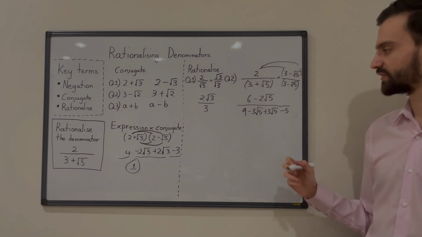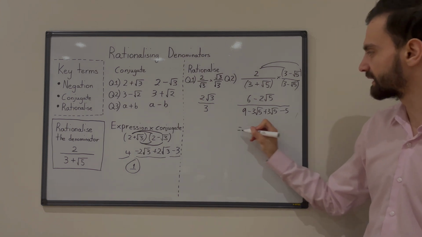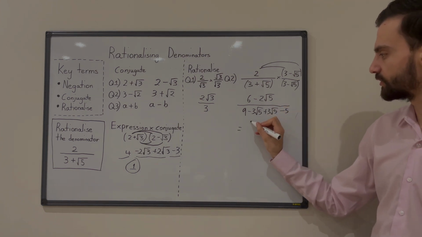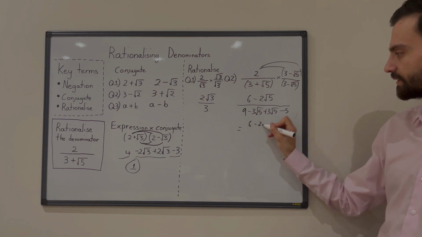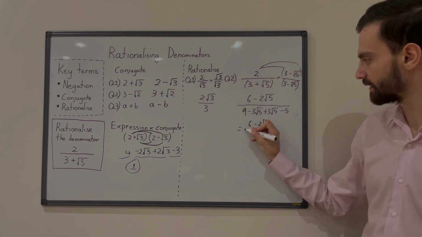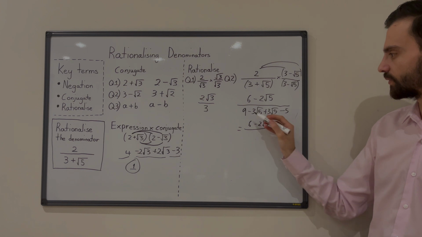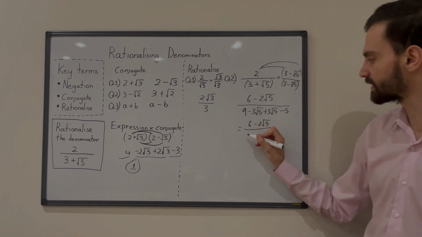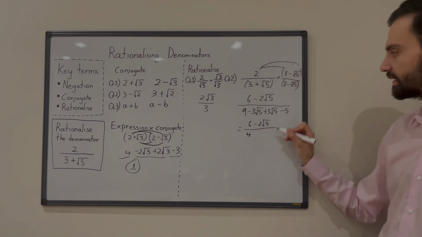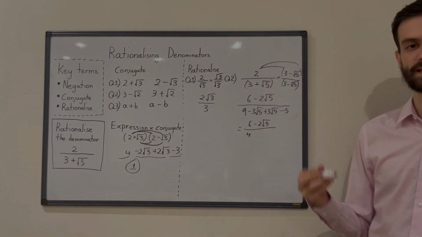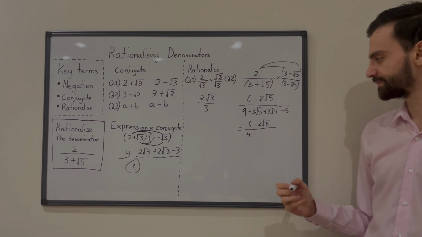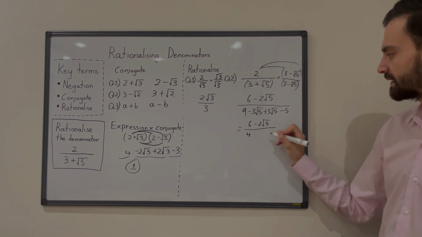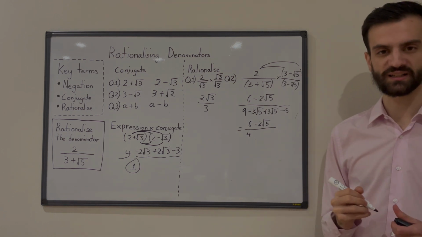We're now going to just simplify this, giving us, with our numerator being the exact same, and underneath, the numbers are going to simplify to 9 minus 5, which is 4. And our numbers with the square roots, again, you can see they cancel out. And that would be our rationalized answer.